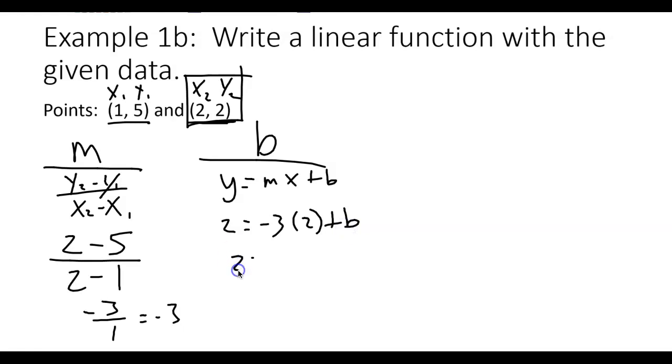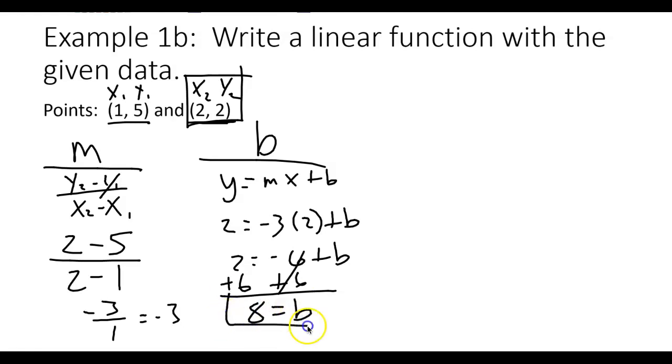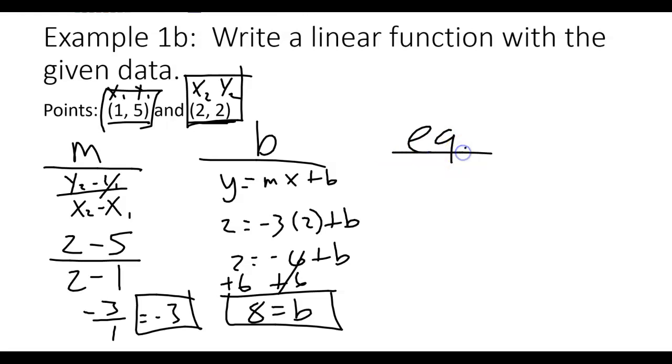Negative 3 times 2 is negative 6. Add the 6 on both sides to solve for b, and we get 8. Some of you might be feeling a little insecure, wondering, if I used the other point, would I have gotten the same answer? The answer is actually yes, you would have. You still would have gotten 8. So it doesn't matter which point you pick. All right, the final step is to write the equation. That would be y equals negative 3x plus 8.